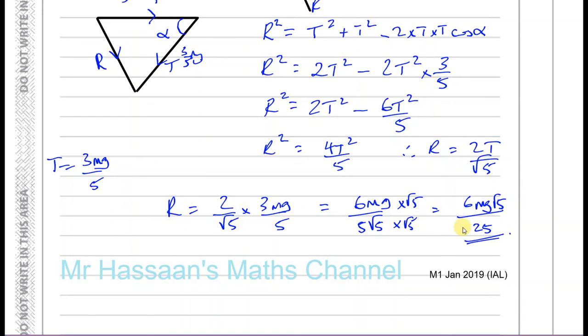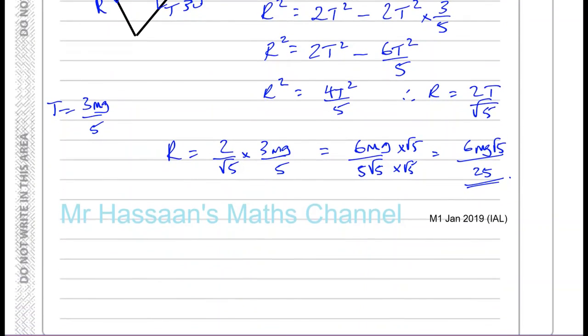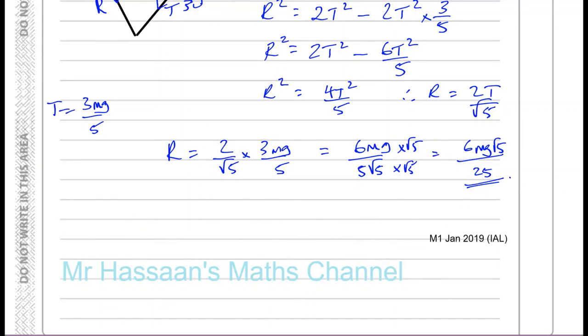Now these answers I've left in terms of mg, and that's perfectly fine. The question does not mention to leave them in exact form. If it did, then we would have to leave them like this. But if you want to use g as 9.8 and calculate in terms of m only, you could do that, and you could round your answers to 2 or 3 significant figures. That's perfectly fine. I just prefer to leave my answers in exact form.